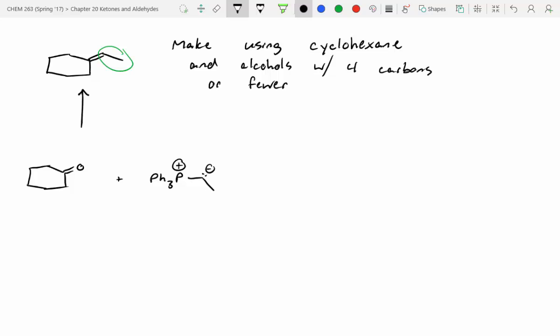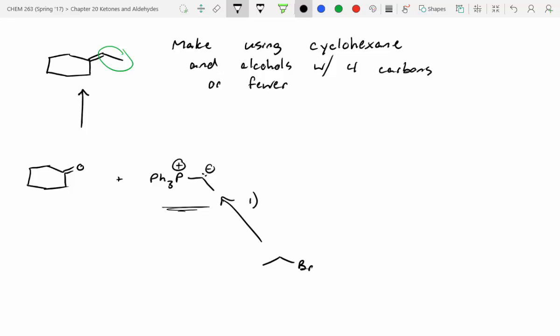Now I'm going to try to figure out how we made this ylide. Well, no, this one right here. We need an alkyl halide, right? What would our alkyl halide be? Bromoethane, for example.